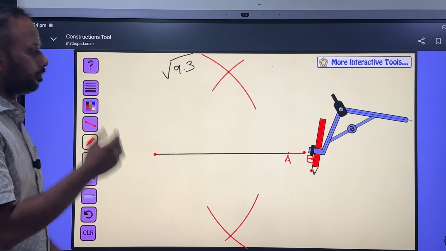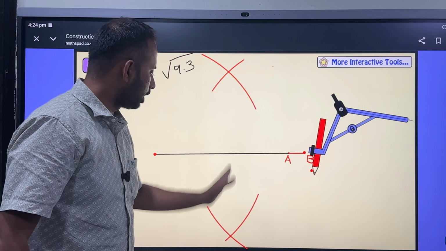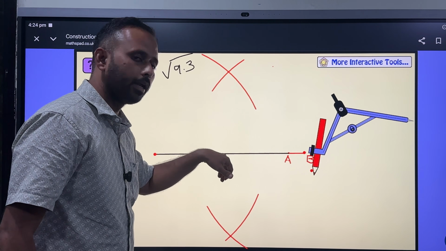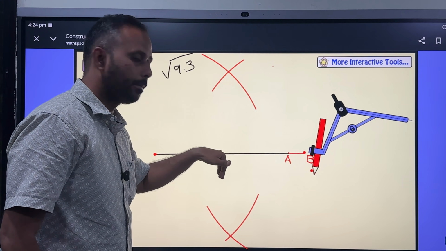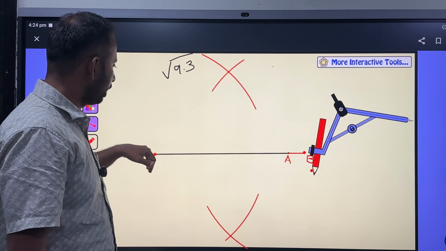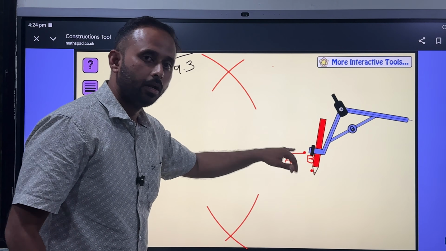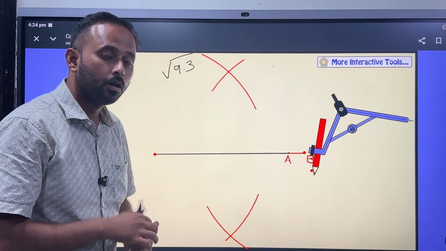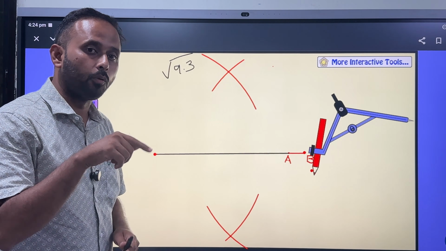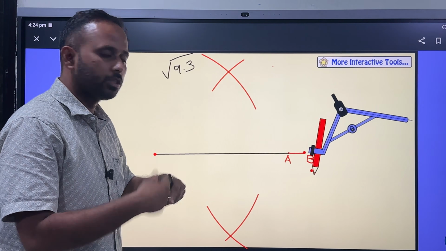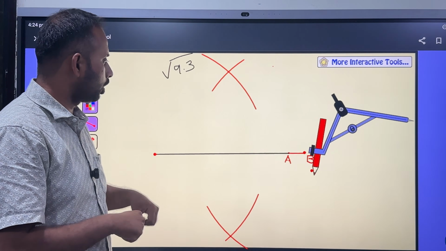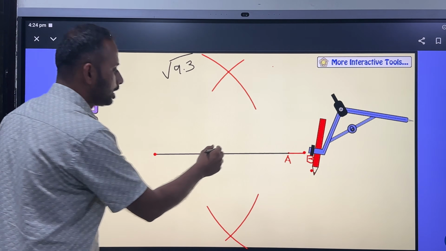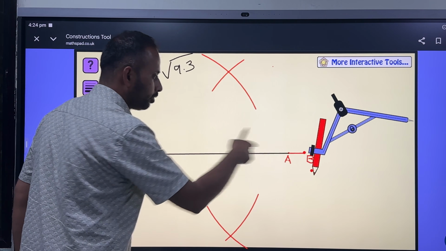Now why do we need a central line? Just to identify the midpoint of this line, because we know the total is 10.3. Half of 10.3 is 5.15, which is not available on our scale. So we do this kind of construction to find the central point, that is the midpoint of this line.